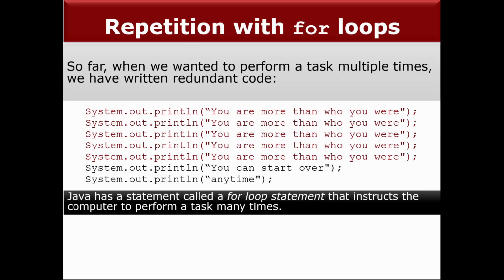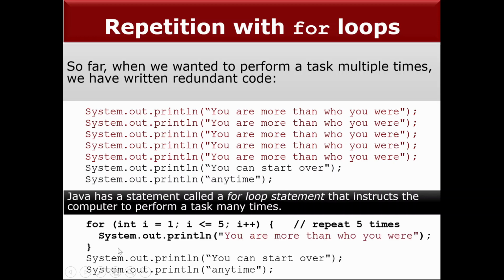Java has a statement called the for loop statement that instructs the computer to perform a task many times. In other words, these 5 lines can be simplified using a for loop statement in Java. This is how it will become.